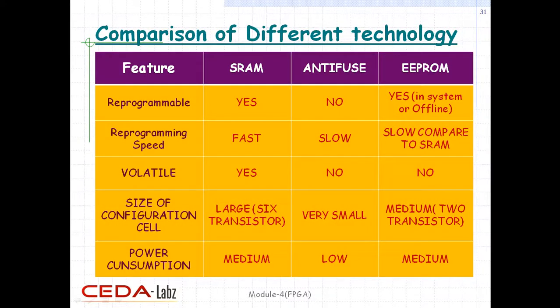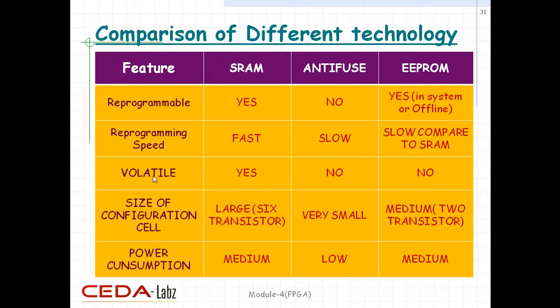As we discussed all types of technology required for FPGA design, lastly we'll compare all these technologies. The first feature for comparison is reprogrammability. SRAM-based FPGAs are reprogrammed again and again, whereas anti-fuse technology-based FPGAs are only one-time programmable, and flash-based FPGAs are also reprogrammable. Second feature is reprogramming speed in all the 3 technologies. SRAM-based FPGAs have fast configuration speed compared to the other 2 technologies.